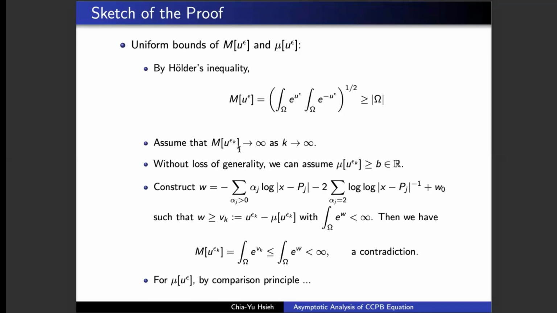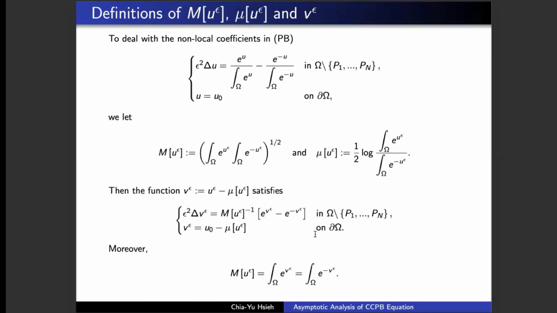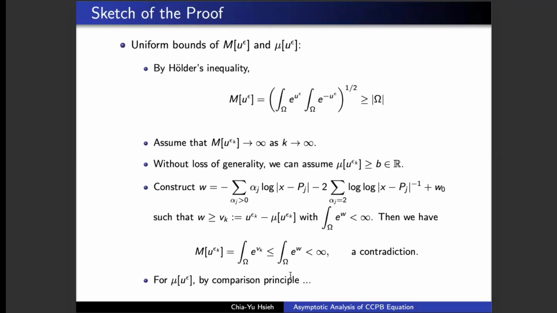And the idea is we want to find, okay, we recall that m equals the integral of e to the v. So the idea is we want to find a uniform bound of v independent of epsilon, so that the integral of e to the v is finite, and it will give us a contradiction of the convergence to infinity.